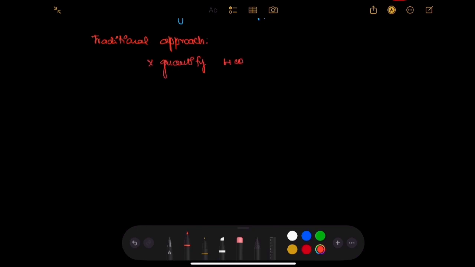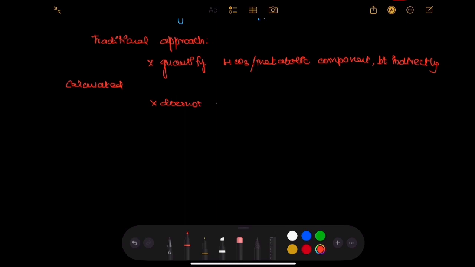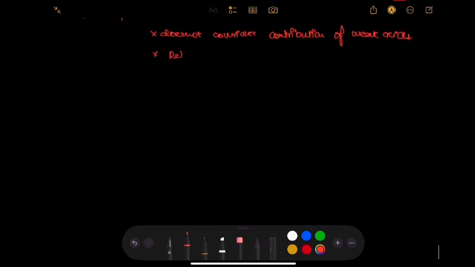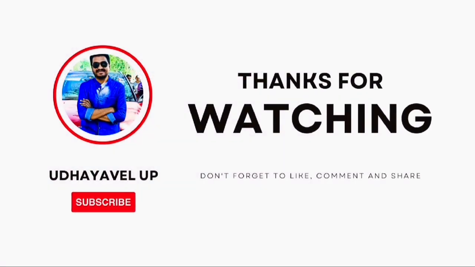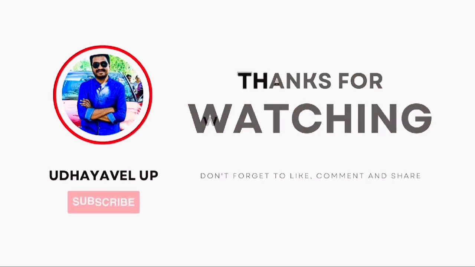Why these approaches were discovered is mainly due to the defects in the traditional approach. Bicarbonate and the metabolic component are not quantified in the traditional approach, but are indirectly calculated. It also does not consider the contribution of weak acids. Despite these two negative biases of the traditional approach, there is also another important defect: the relationship between the acidosis and bicarbonate level measurement is not only inconsistent but also not linear. So due to these defects, the Stewart approach and the semi-quantitative approach can be applied for measurement of acid-base disorders. Explaining this is beyond the scope of this video.